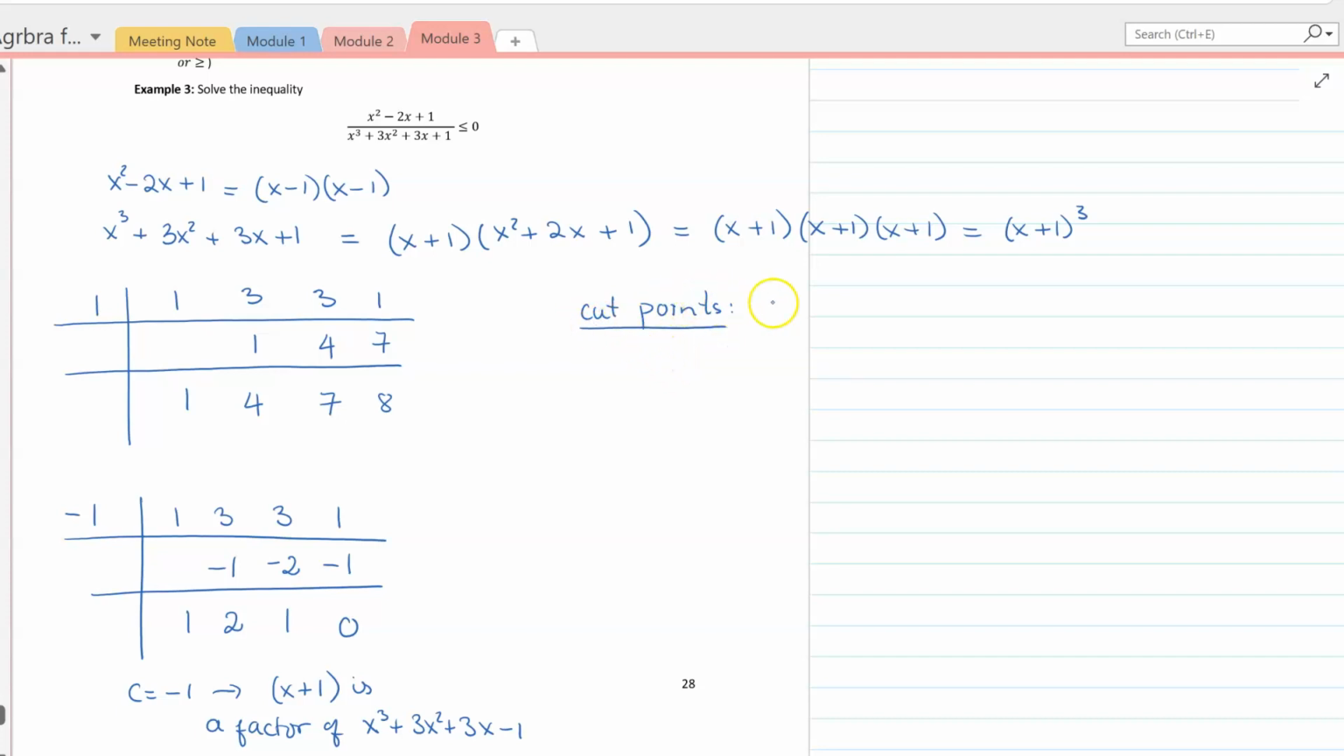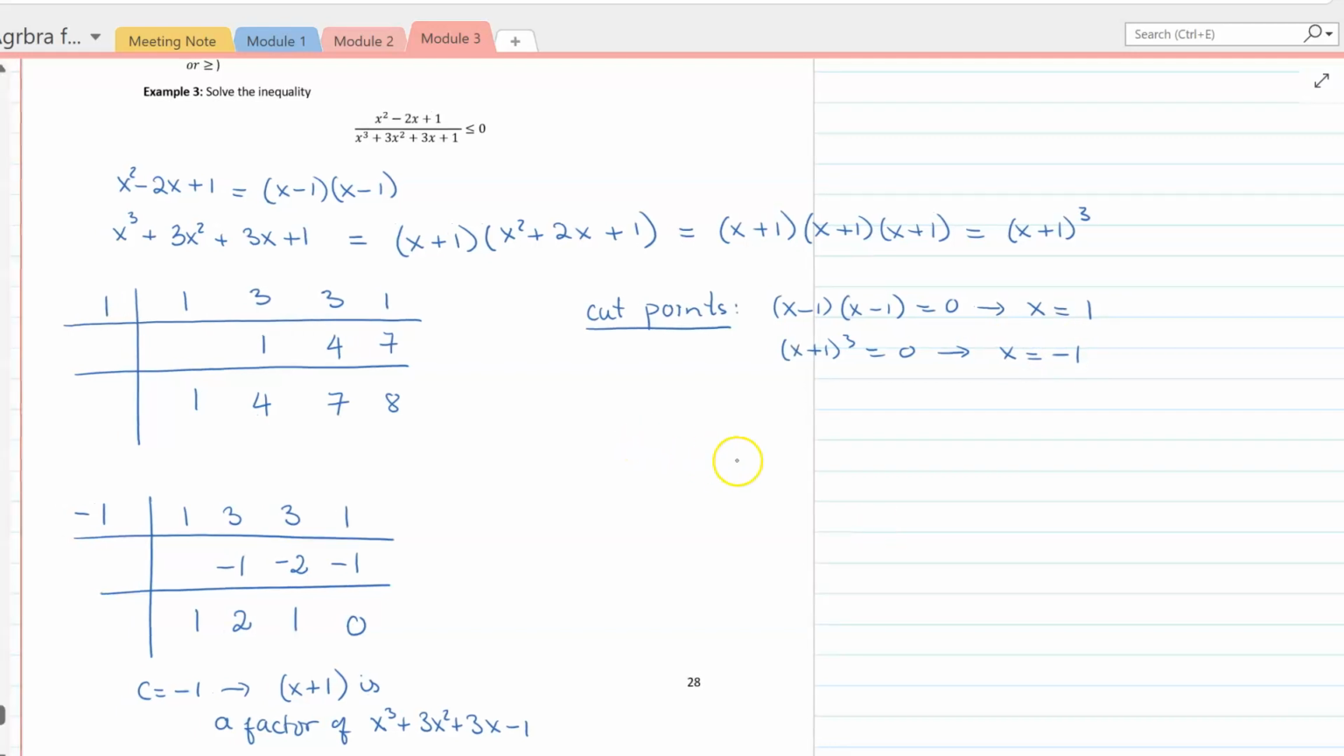The cut points are the zeros of each of the numerator and denominator. So x minus 1 times x minus 1 equals 0 determines that x equals 1. For the denominator, x plus 1 to the third equals 0, which means x equals negative 1. So we have two cut points here, 1 and negative 1. Now I can make the intervals: negative infinity to negative 1, negative 1 to 1, and 1 to infinity.